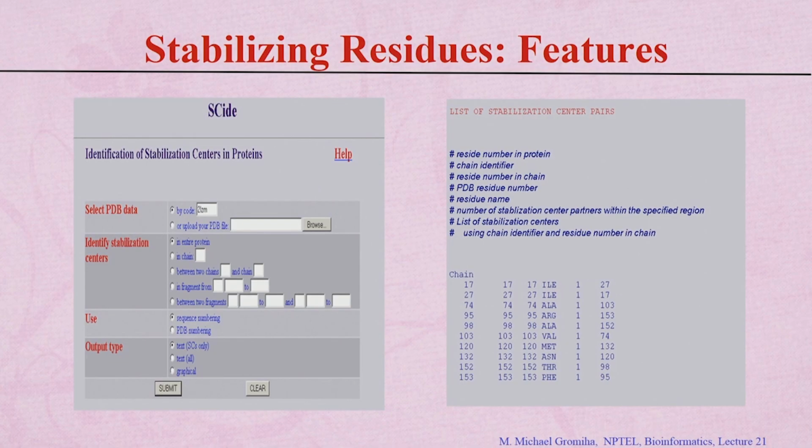In this case you can use the server SCIDE to identify the stabilization centers. It asks for the PDB code, or you can upload your PDB file. Then, for the stabilization center, you can see results from a particular chain, or if you have more chains you can also see the different chains. Here this is the result. We can get the text as well as the graphical output, and here we see the chain information. Residue 17 is involved in a stabilization center because this and this 27 have several residues in the center and they are interacting with each other. Likewise, each pair forms stabilization centers.